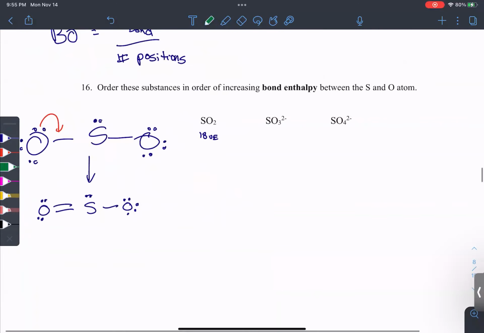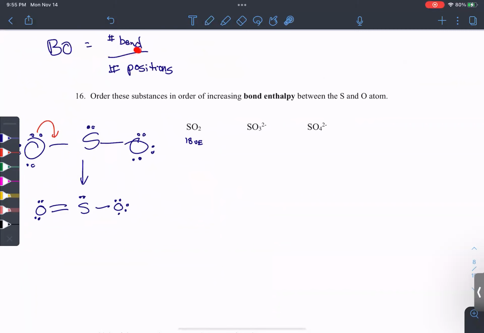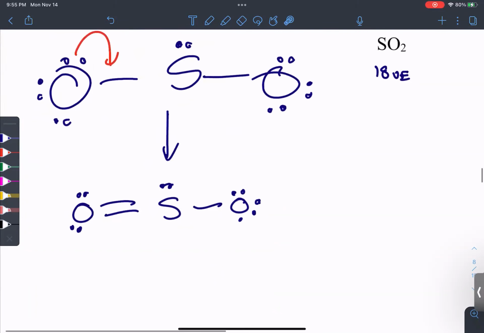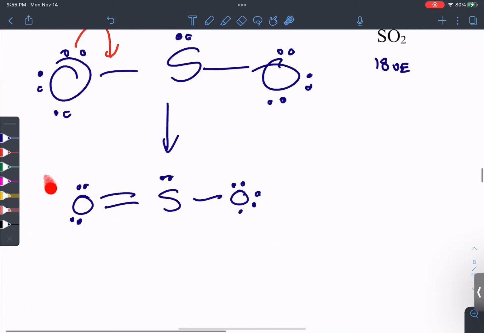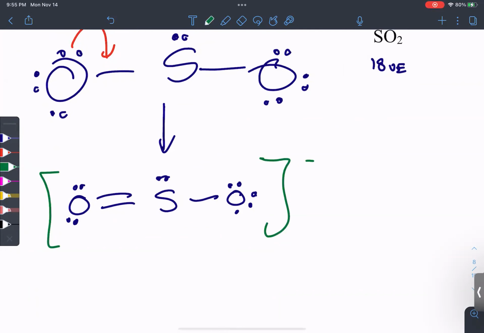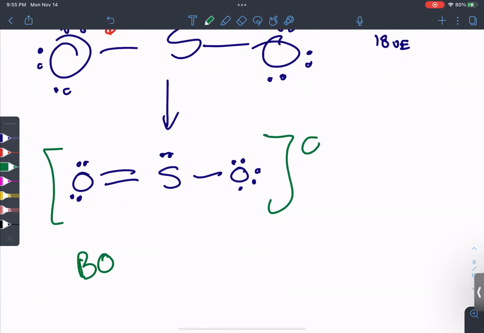This is where the bond order calculation comes in. It's the number of bonds involved over the number of positions. So the bond order in this molecule is 3/2, so it's 1.5. It's between that of a single bond and a double bond, because essentially we've just smeared that double bond over 2 places. So that double bond exists on both sides at the same time. So there's our bond order. We need to do that for all of these.